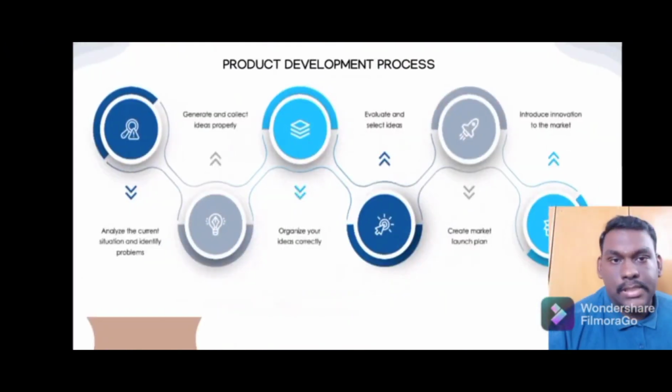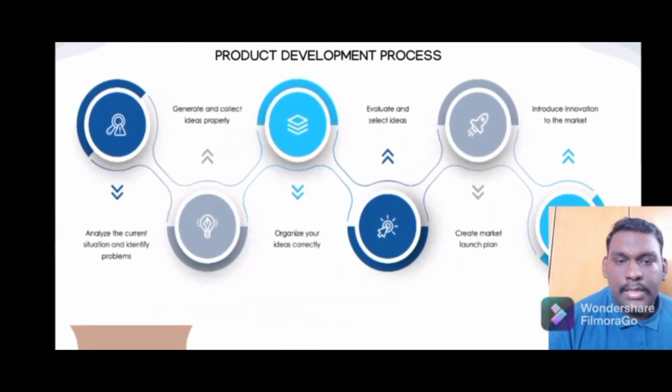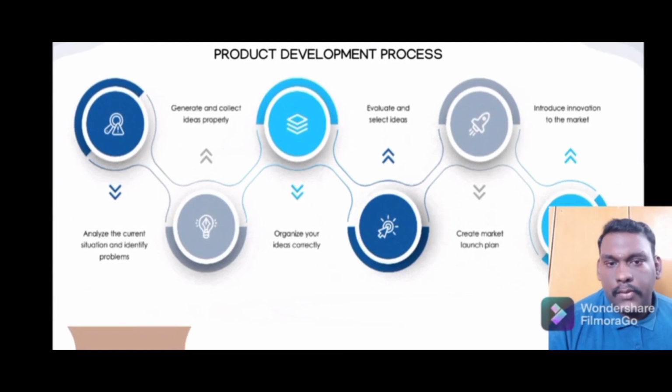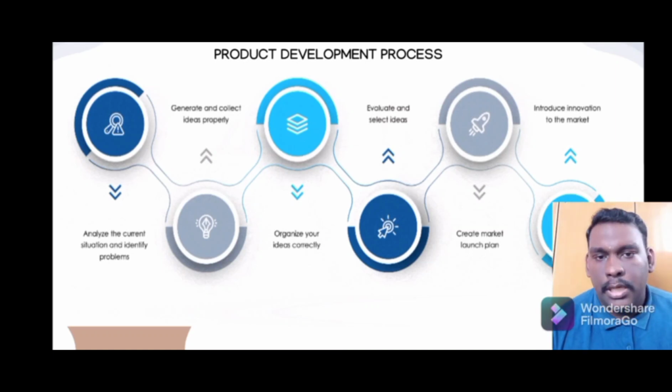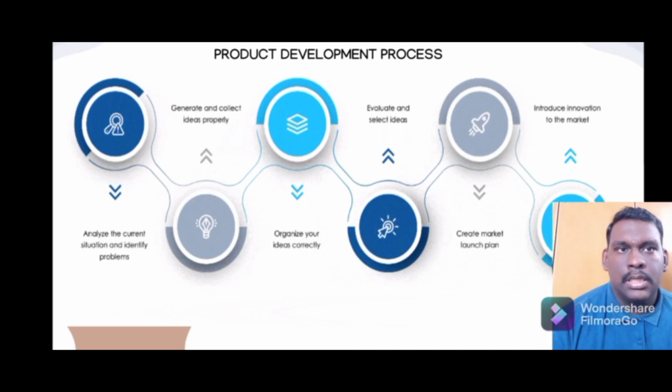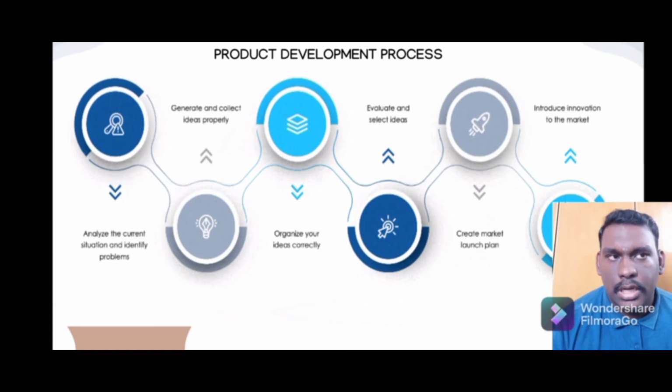Product development process. What is the usage of the product development process? The product development process is used to develop a product or innovate a product that is existing in the market into a better product for the environment. Apple company has used 6 product development processes, which are: first, analyze the current situation and identify the problem.